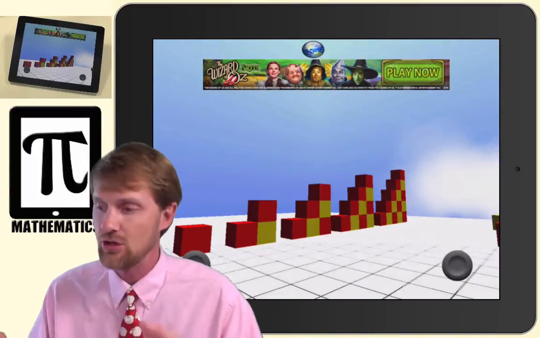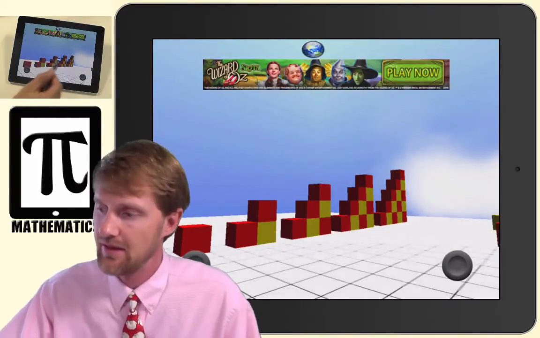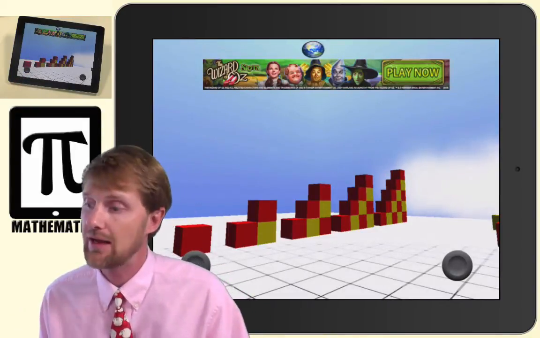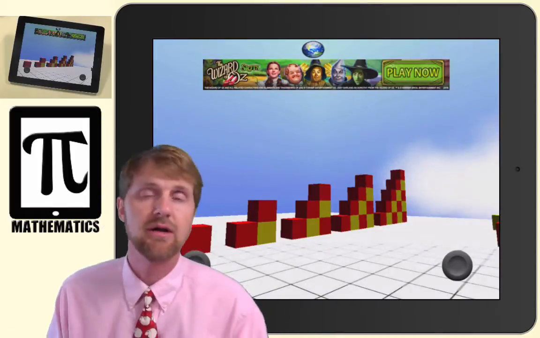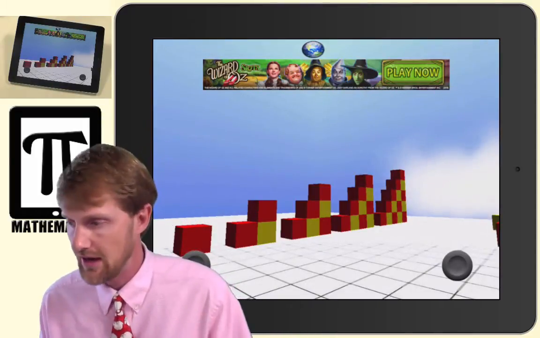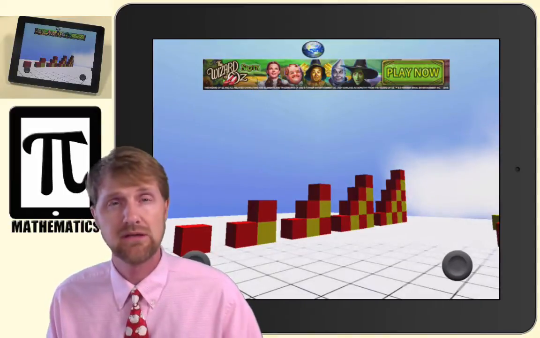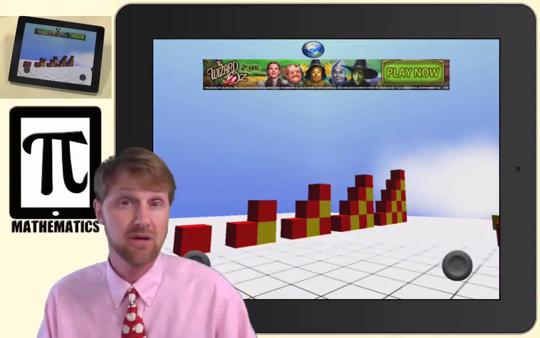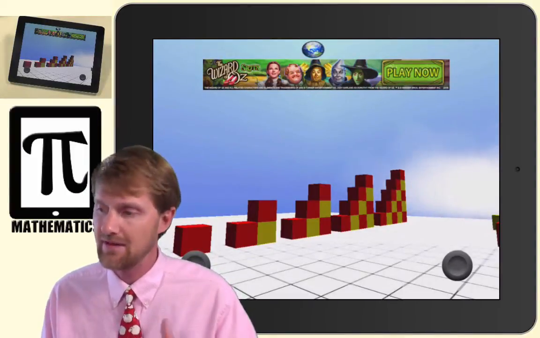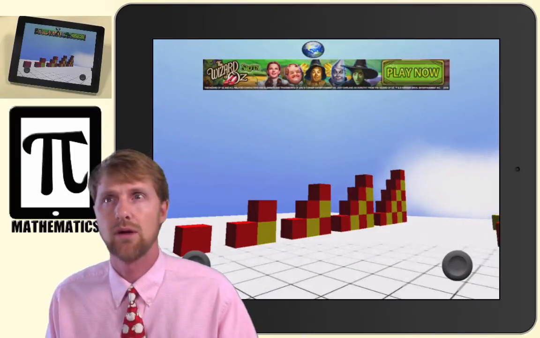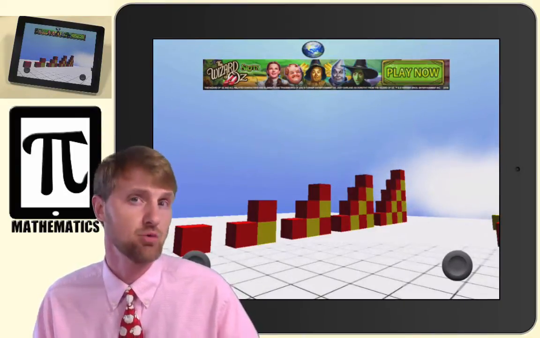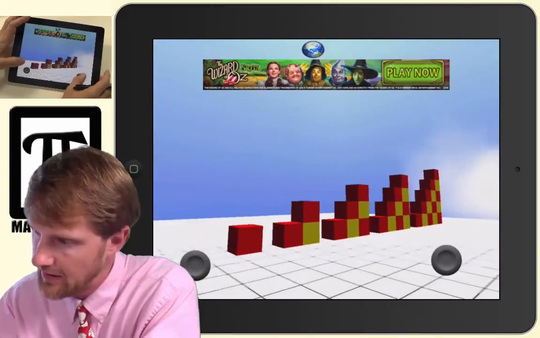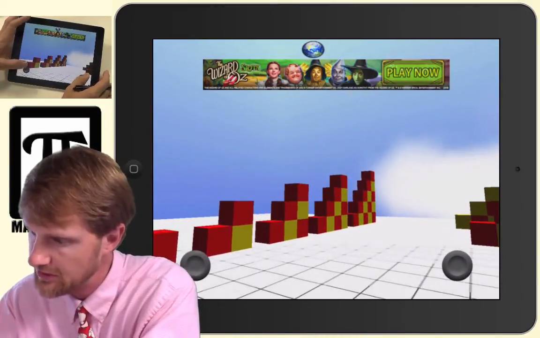You can also do things related to the checkerboard effect, the red and the yellow. You can ask, how many red ones are in your growing staircase? How many red ones would be in the 10th staircase? The 6th staircase? How many would be in the 100th staircase? What this does is it gets students to start thinking about a rule. So what I'm going to do here is see if I can go straight on and take a picture.